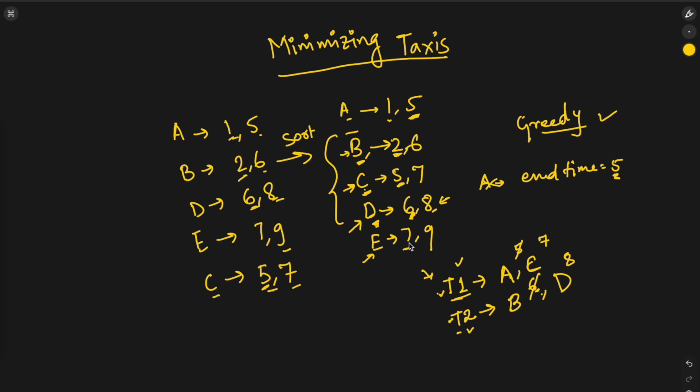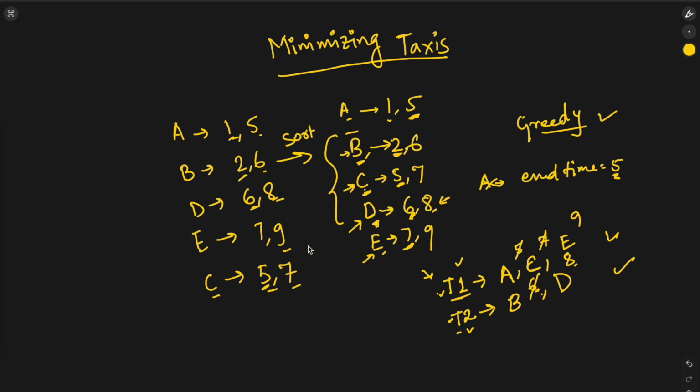So the last trip is E. The start time is 7 and we are going to compare this start time with the end time of both the taxis. So the T2 end time is 8 and this start time is 7. So E cannot go to T2, but for T1 the end time is 7 and for E the start time is 7. So it is assigned to taxi T1. So this is E and we'll update the end time to 9. So we need two taxis to cover all these 5 trips.